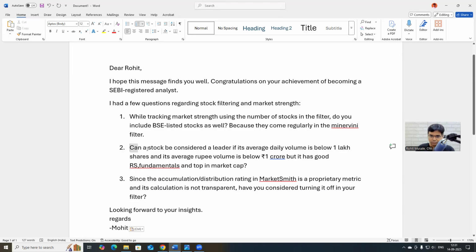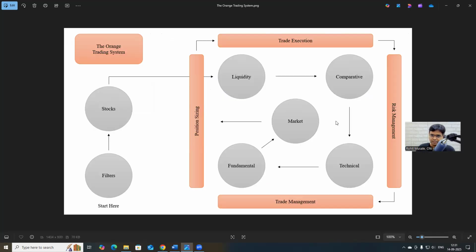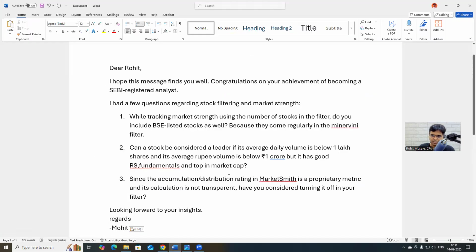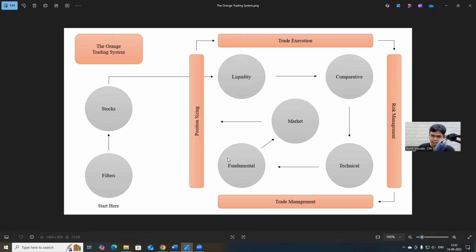Number two, can a stock be considered a leader if its average daily volume is below 1 lakh shares and its average rupee volume is below 1 crore, but it has good relative strength, fundamentals, and is top in market cap? So, he has mentioned three things here. It has good relative strength and market cap. That is a part of comparative. So, this is strong. He also writes fundamentals. So, comparative and fundamentals are strong, but liquidity is poor.